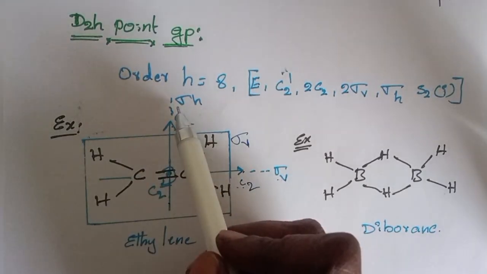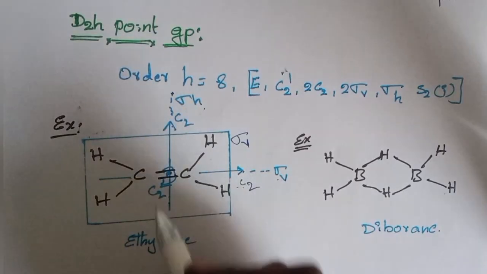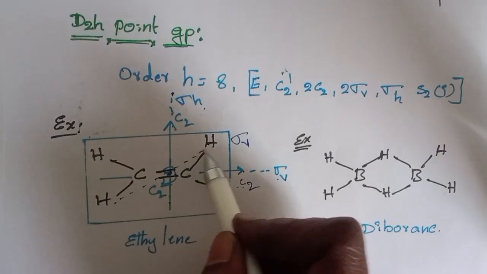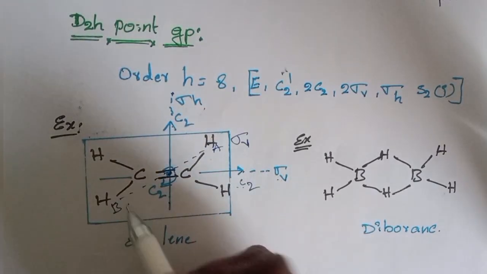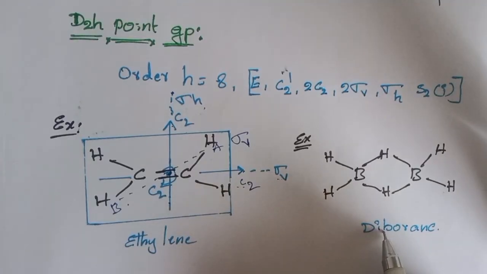So the plane which is passing through this C2 can be considered as sigma h, and if we pass a straight line through the center of gravity it reaches two similar atoms. So i will be present. And the next example is diborane.